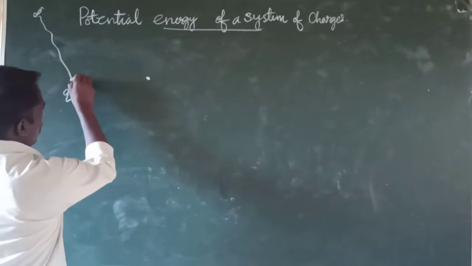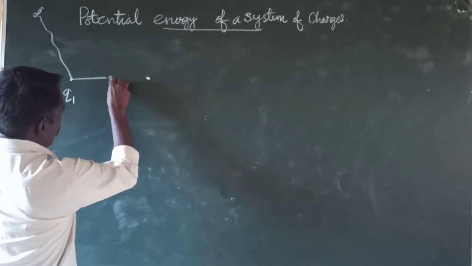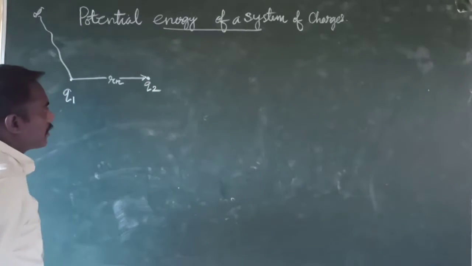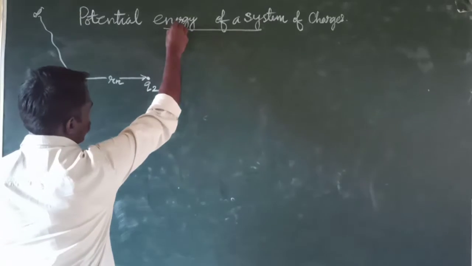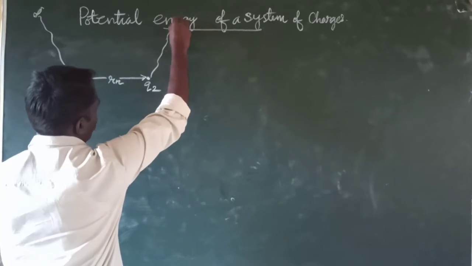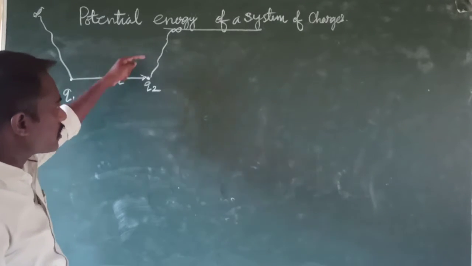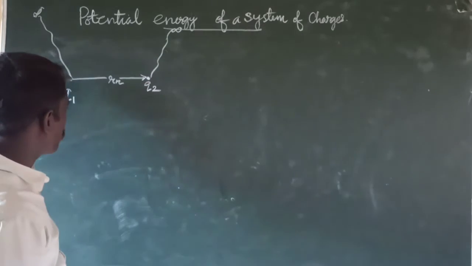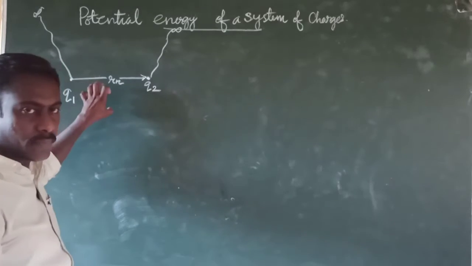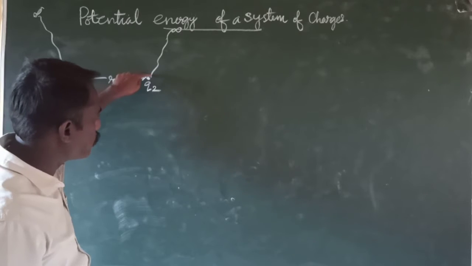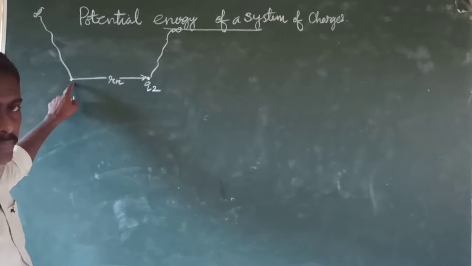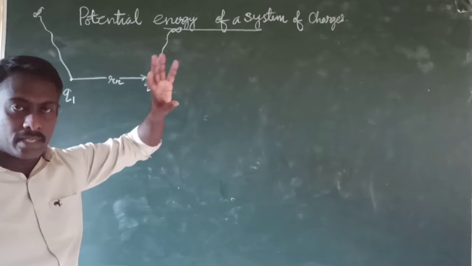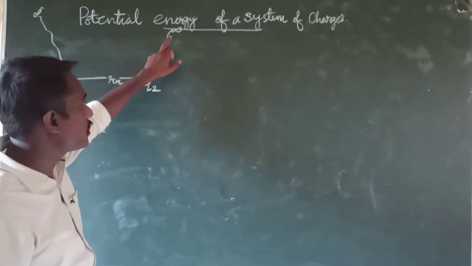Now the second charge is placed at a distance R12, and another charge Q2 is brought to this point, also from infinity. But the difference is that when the charge Q2 is brought to this point, there is already another charge Q1, and this charge Q1 will produce an external electric field here. So we are bringing the charge Q2 under the influence of the electric field produced by the charge Q1. At infinity the initial potential energy of the charge Q2 is 0.